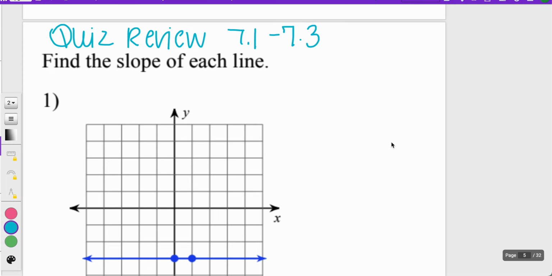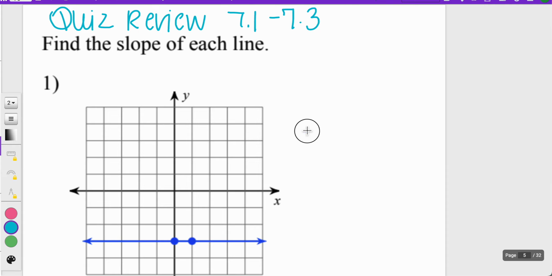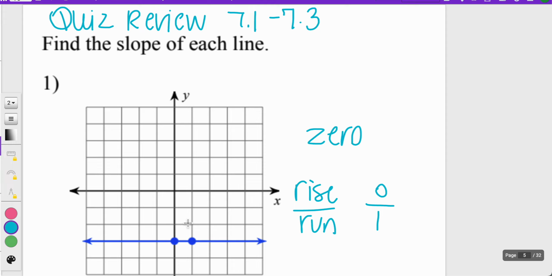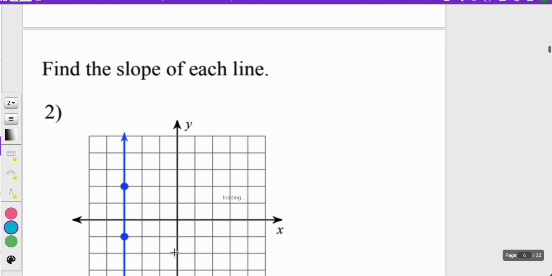The first one, find the slope of each line. This line has a slope of 0 because it is a left to right line, or horizontal. If you wanted to, you could still find rise over run. Your rise is 0, your run is 1, so that still gives you your 0 answer.